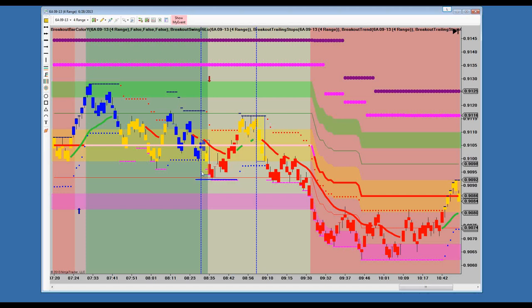So I would not have taken a short here, although the trend direction is short based on the guidance dots, right? On the other hand, you can see that it broke to the upside, taking out the top of the Band-Aid right in here.